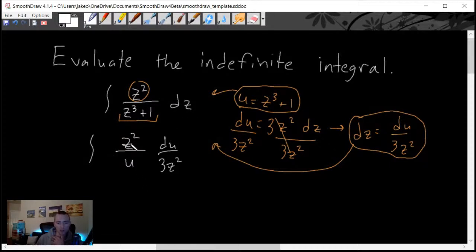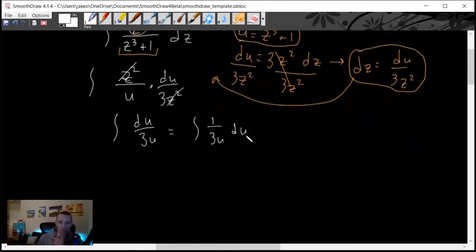And we can see, since we have a z squared on the numerator here times this other fraction with a z squared on the denominator, those z's actually will cancel out. So what we actually have here is the integral of du over 3u, which really is the same as 1 over 3u times du. So really, this is the function that we're integrating. We're going to integrate with respect to u of 1 over 3u.